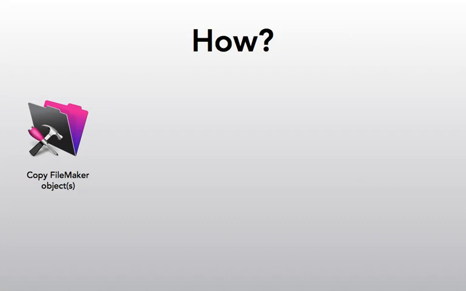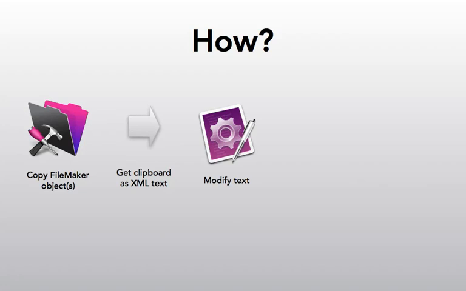The basic process for doing this is pretty straightforward. You copy the objects in FileMaker. It could be scripts, script steps, tables, fields, layout objects, and then you get that clipboard object as XML text. Now when you see this in TextMate, it'll be in the form of XML.